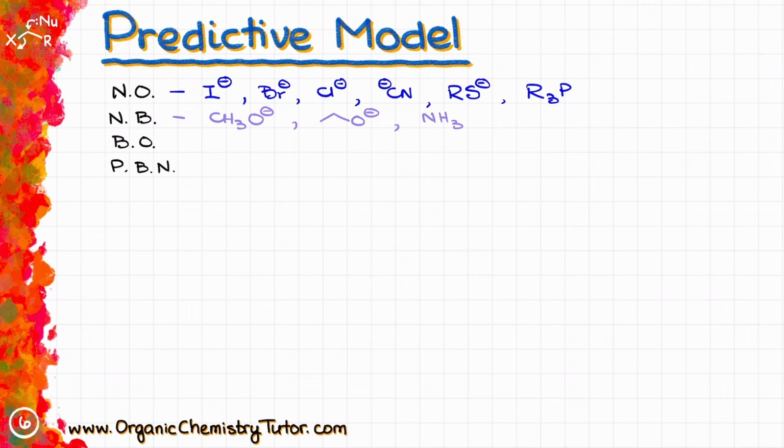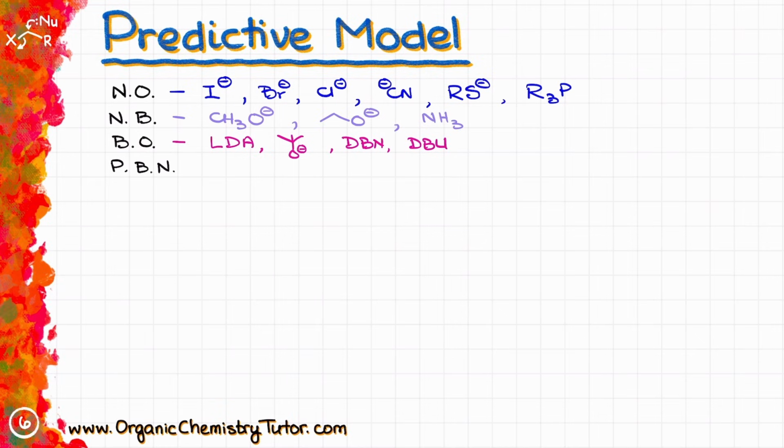Then we have base-only reagents. Those are typically too bulky to be good nucleophiles, but they are also extremely basic, so essentially the only thing that they can do is be a base. Those are going to be reagents like LDA, or your tert-butoxide, or things like DBN or DBU. Those are absolutely non-nucleophilic and extremely basic.